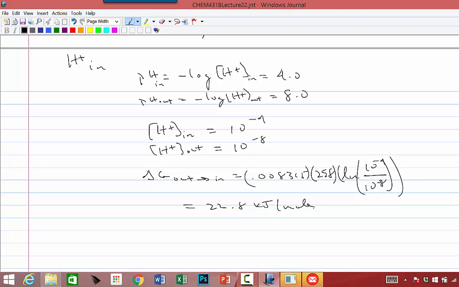I noticed in my notes here that I actually used pH 7 and pH 3, which was a difference of 4. It doesn't matter, okay? As long as you have this difference in concentration of 4 pH units, you're fine. So that's a positive number, which is good, and that's how much energy it takes to pump a mole of protons across that gradient, and it's endergonic because you're going against the concentration gradient.